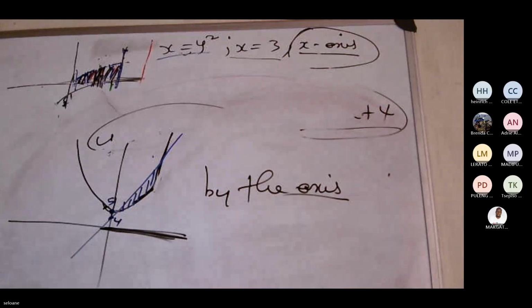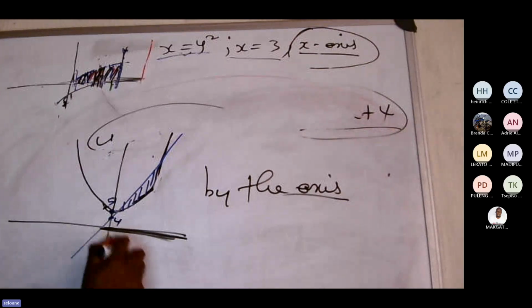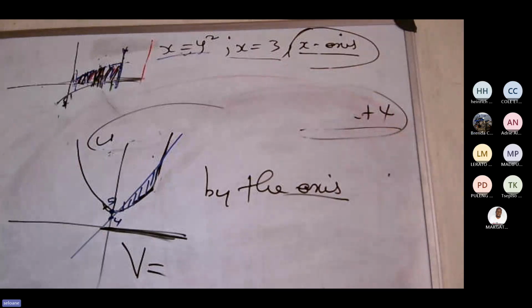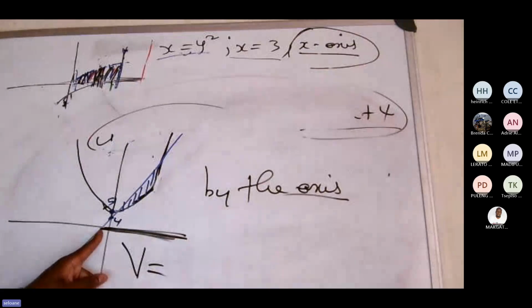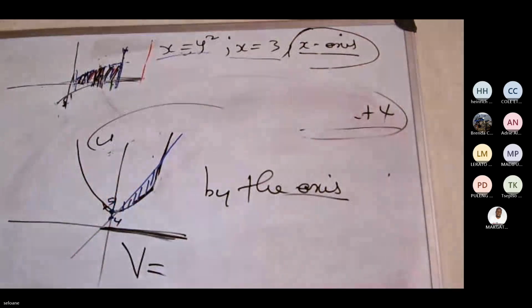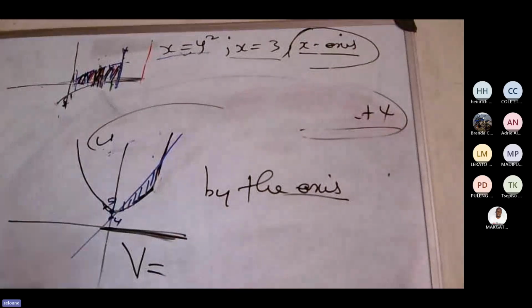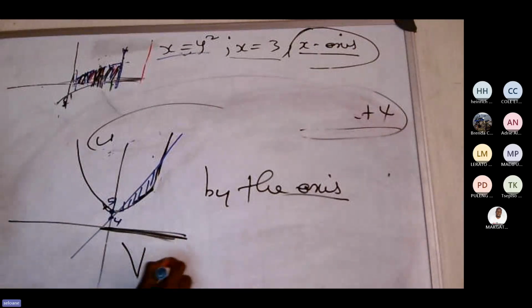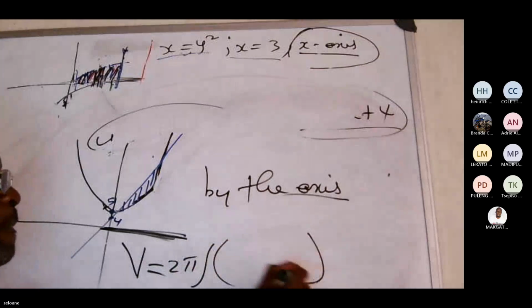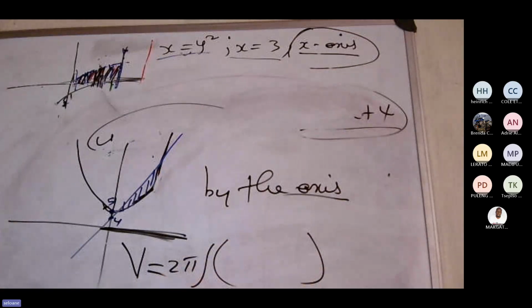Remember with the washer, cut your disc perpendicular to the center. With the shell, cut your rectangles parallel to the center. Let's say the disc is going to become the washer. Why? Because this line, the center, is not going to be part of this region. Brenda said the washer, it's no problem. With the washer, it will be 2 pi.